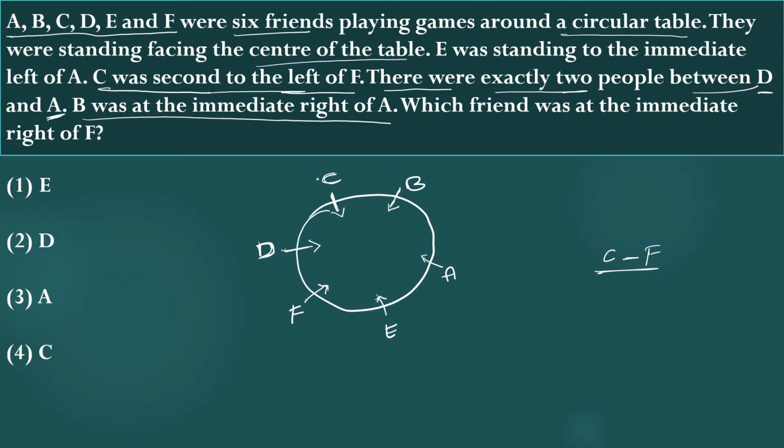See the question: which friend was at the immediate right of F? Here F is there. Immediate right means E is there. Option 1 is correct. Suppose the immediate left is D. Here they are asking for the immediate right.